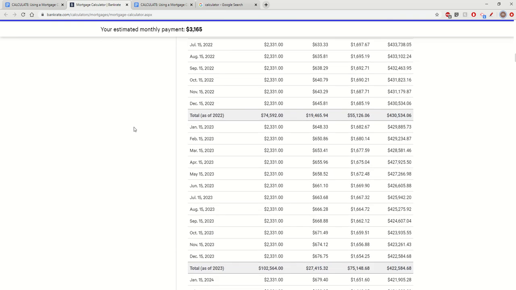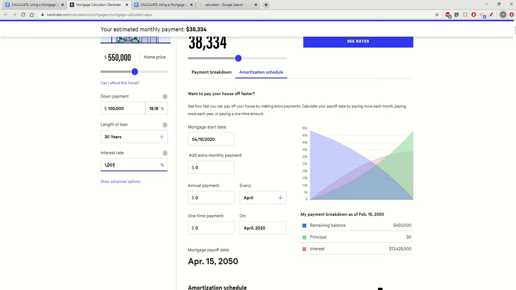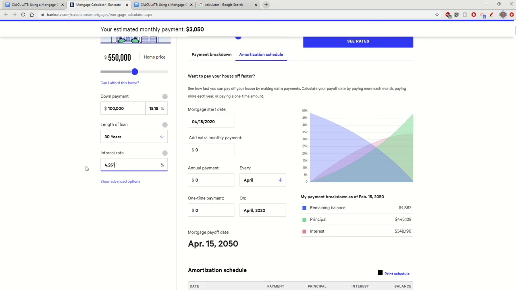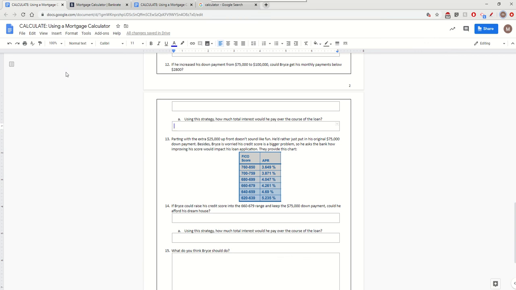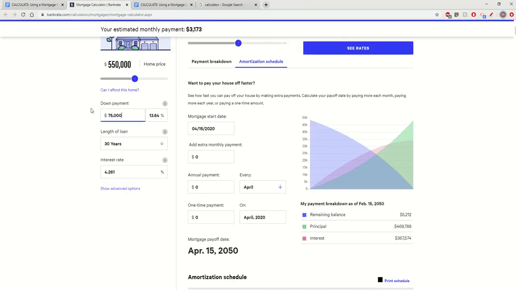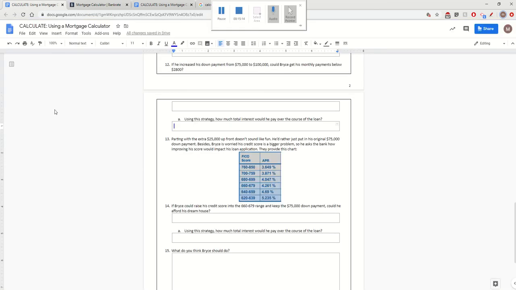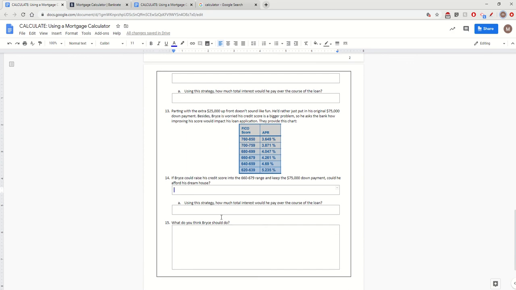So let's change that. Oops, not 1,000%. 4.261. Okay. We want to change his down payment back to 75,000. Okay. So he's still short. His monthly payment is still not enough. Remember his was 2,800. This is still over. So he could still not afford his dream house for 14A or 14, and then 14A using the strategy.